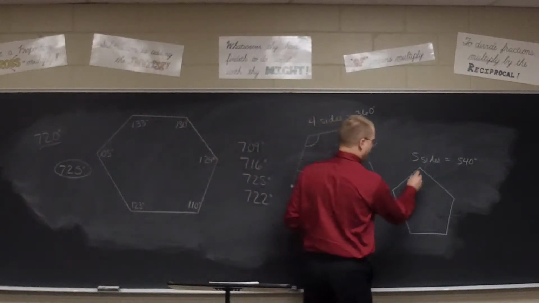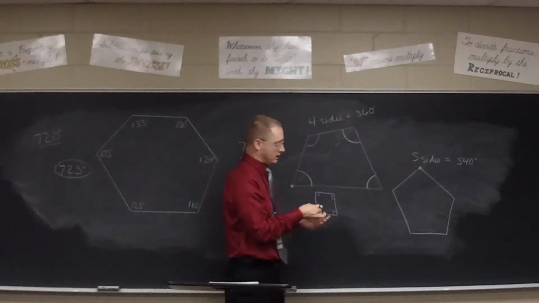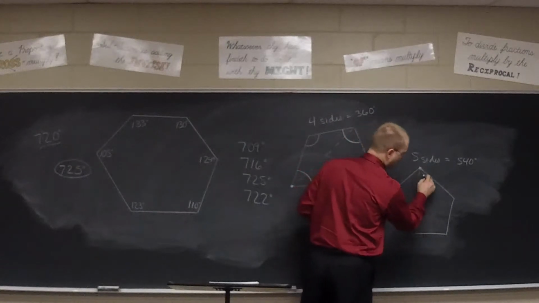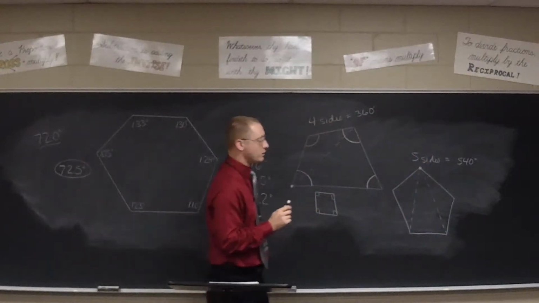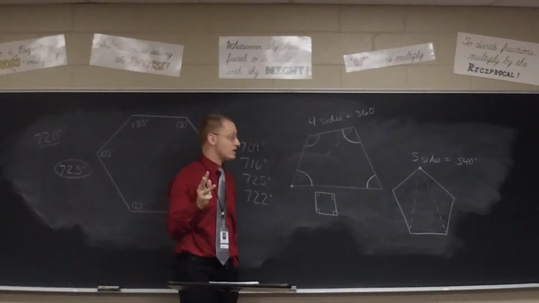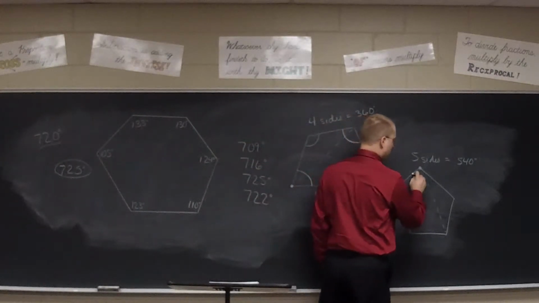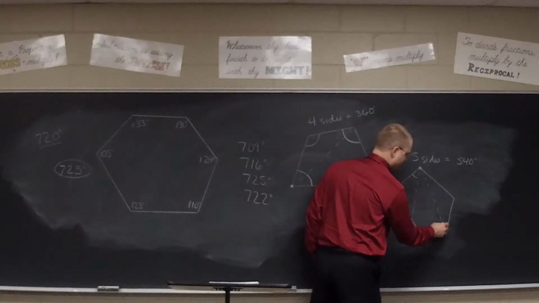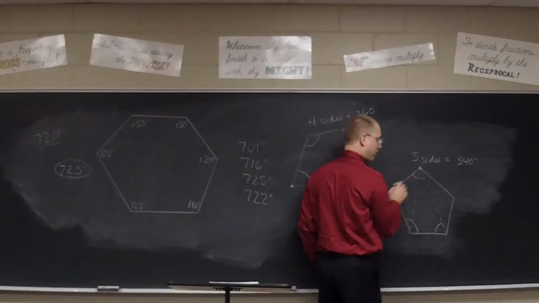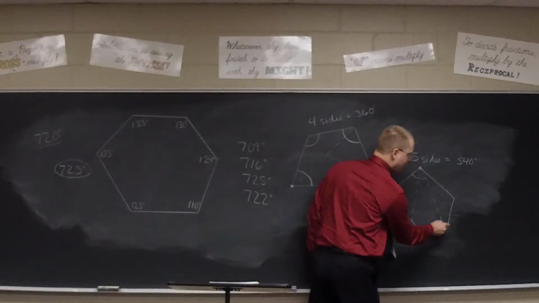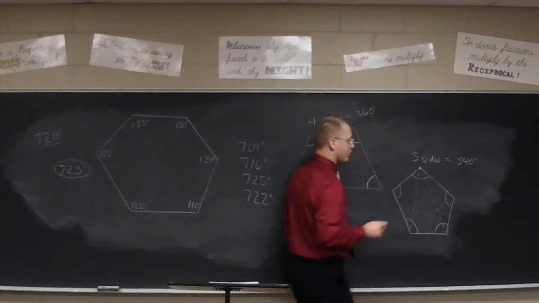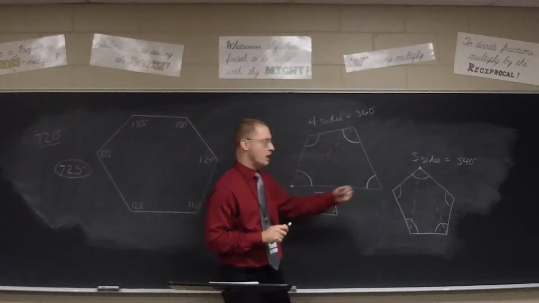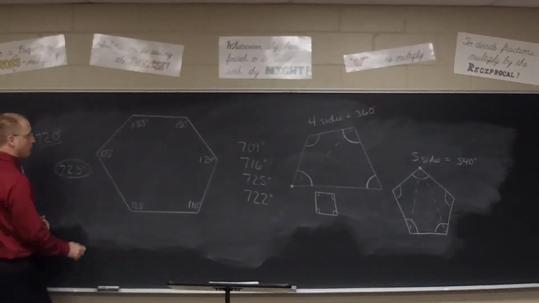Consider this for a moment. How many diagonals could I draw from, say, that vertex? 2. I can draw 1 here and 1 here. How many triangles? 3. How many degrees in each triangle? 180, which includes this little angle and this little angle. But then the rest of that angle and this part and that part would also be 180. And then the rest of that angle and all of this angle would also be 180. 3 180s equals 540.